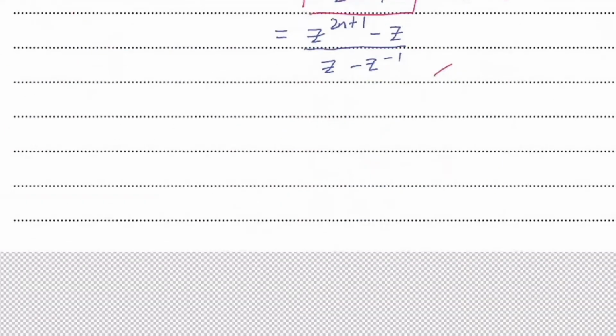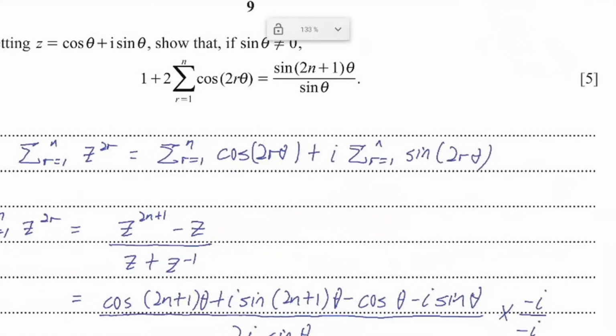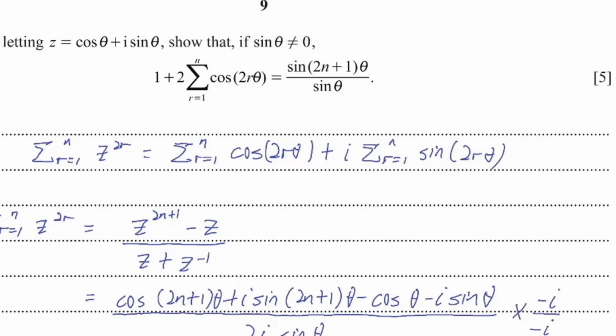So from there, by letting z be cos theta plus i sin theta, show that if sin theta is not equal to 0, this is the result. Why do we have something like this? First, sub in z into the earlier left-hand side, and we notice that this is what we have for the left-hand side.